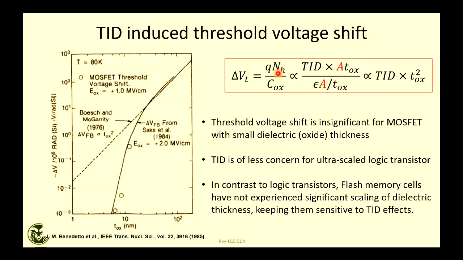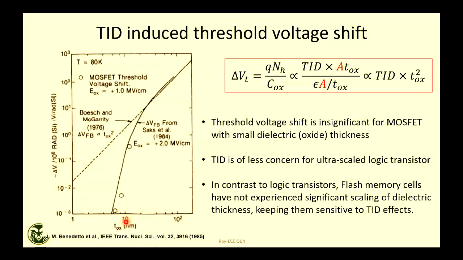You look at number of holes created depends on volume of the oxide, right? So A times Tox. Whereas your oxide capacitance of the MOSFET, with Q equal to CV, this C is also area dependent. So this area cancels out. What remains is square of Tox. That means if your oxide thickness is large, your TID effects will be non-linearly increasing, quadratic dependence on the oxide thickness. So this is the x-axis, Tox, y-axis is your threshold voltage shift per 1 megarad.